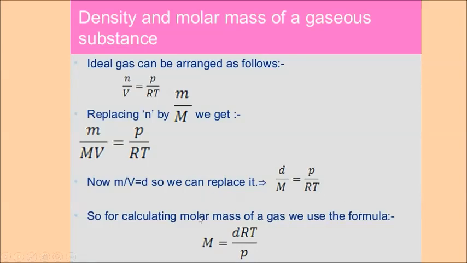For calculating the molar mass of a gas, we can use the formula: capital M, the molar mass, is equal to dRT by P. So this is a relationship between the molar mass and the density. The equation is here: M is equal to dRT by P. d is the density, R the gas constant, T the temperature, and P the pressure.